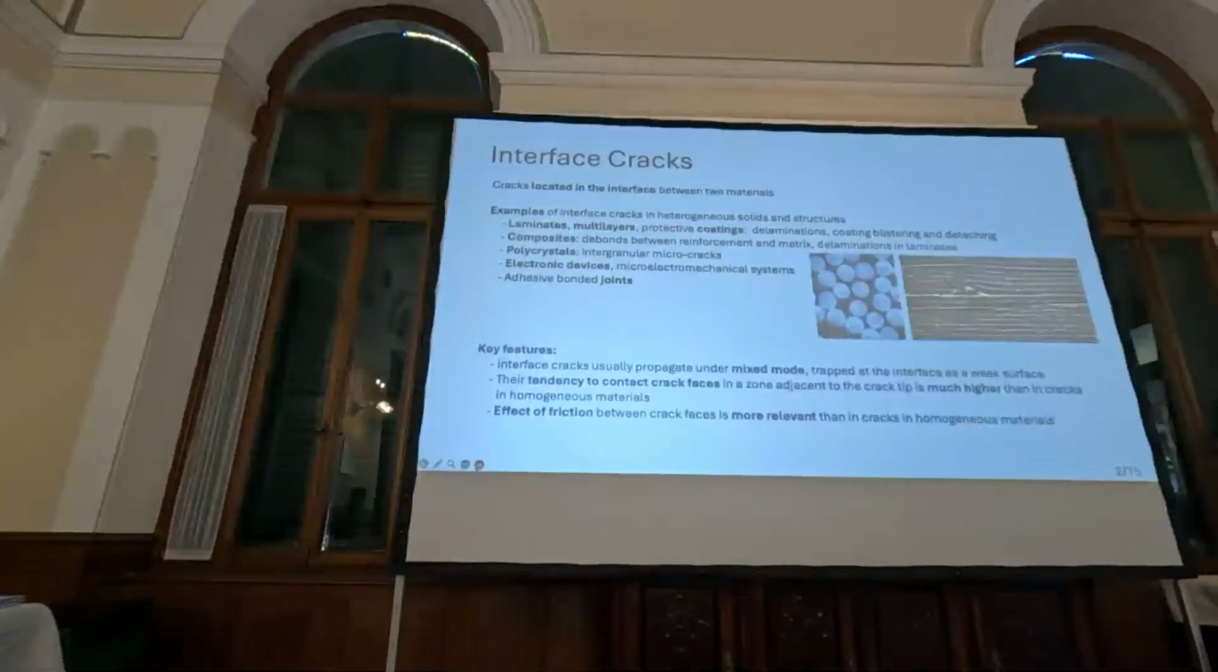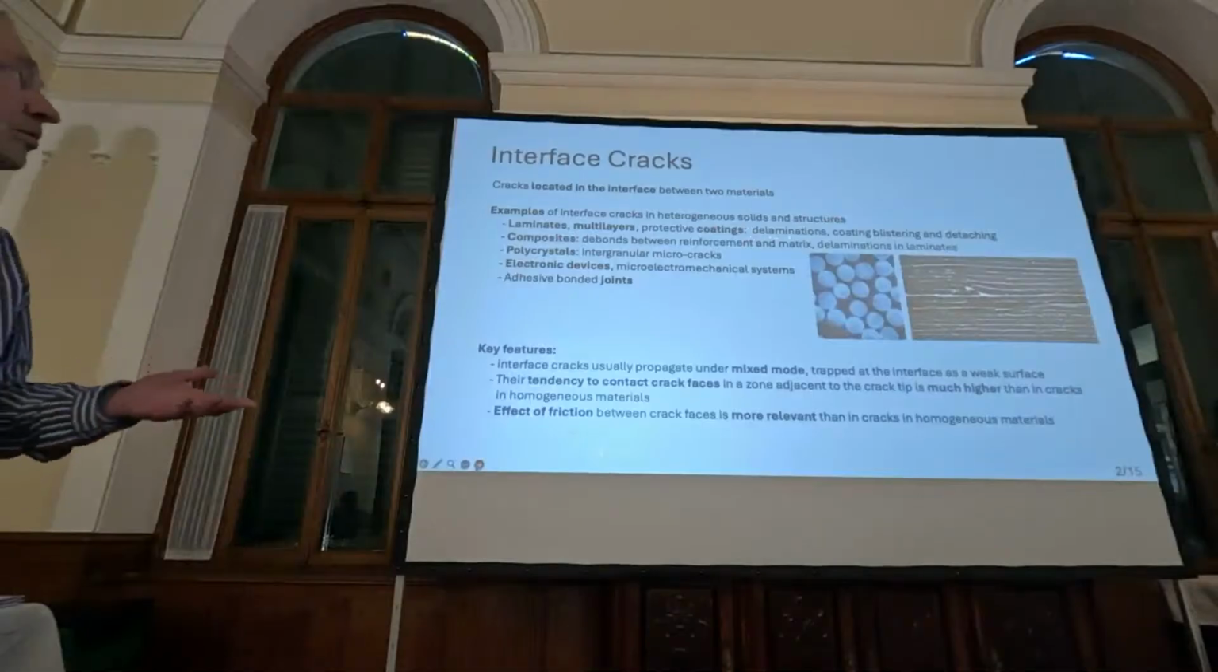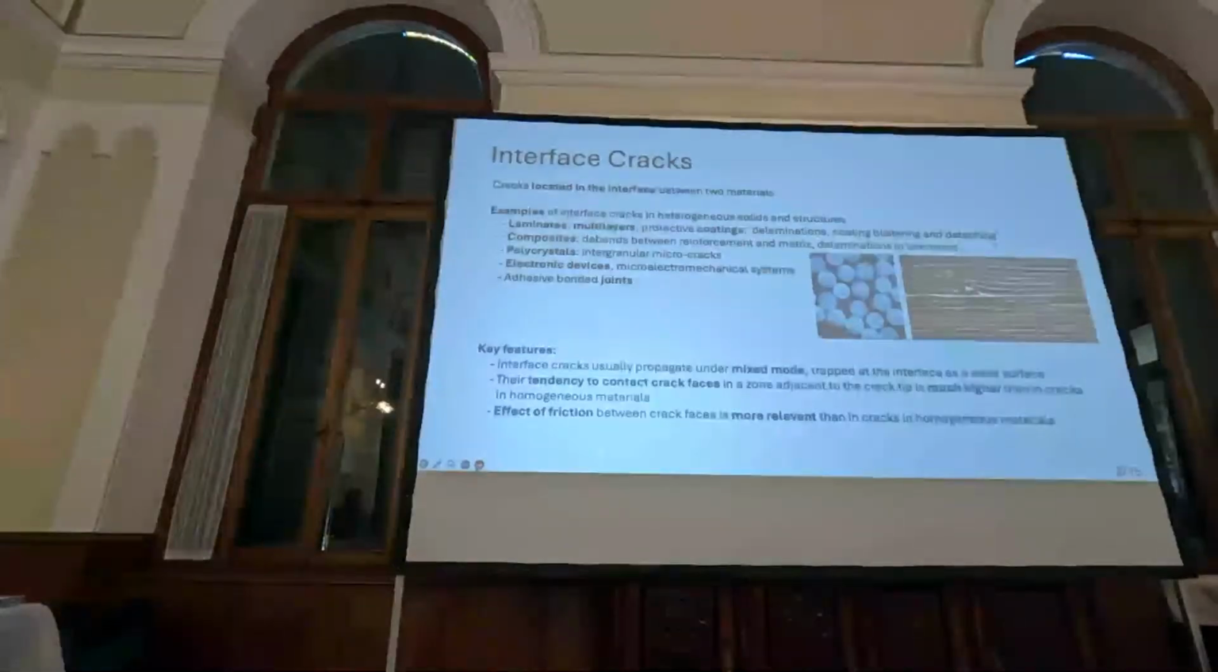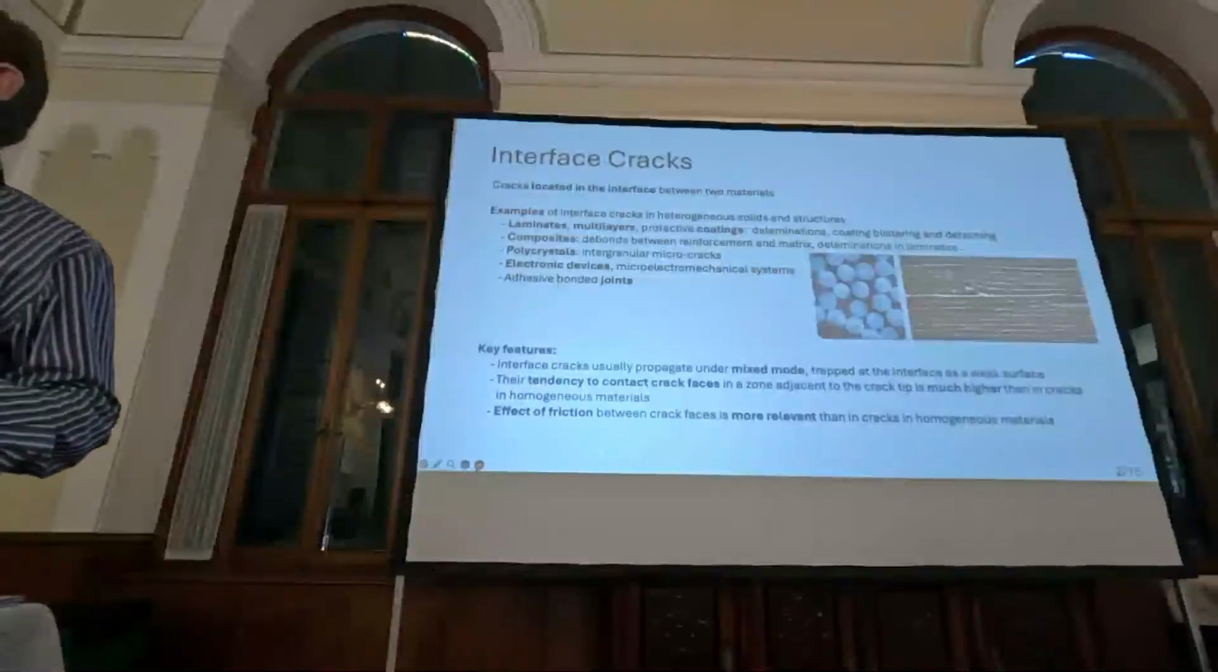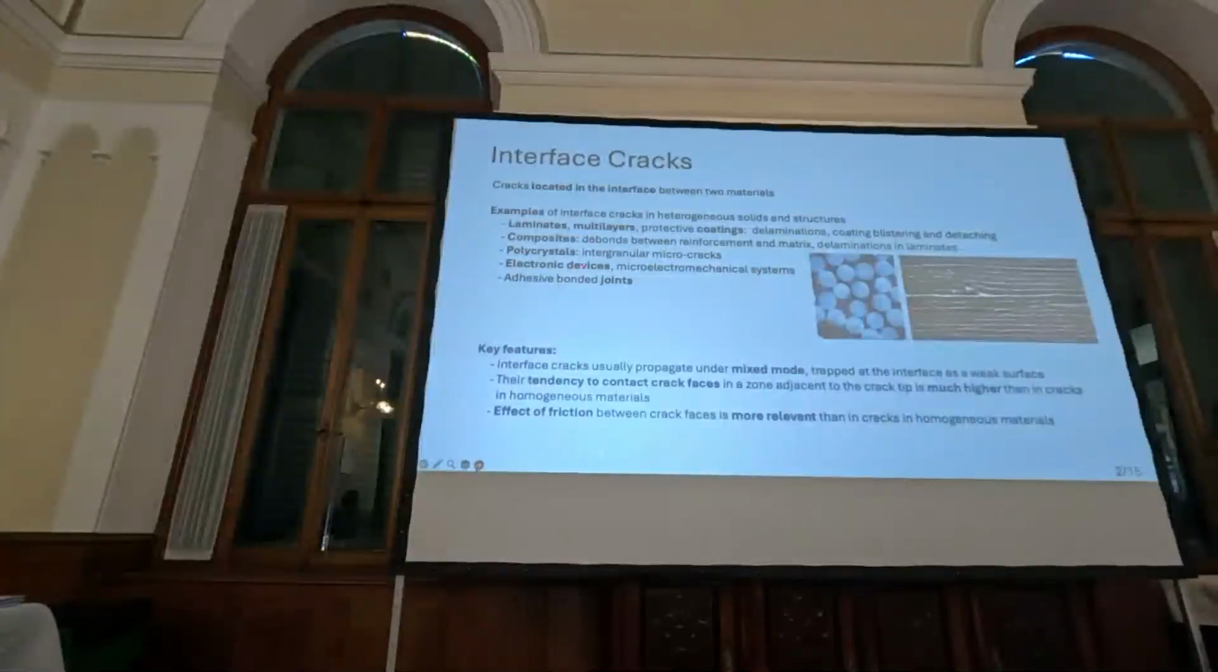They appear in heterogeneous solids and structures, in laminates, multi-layer, protective coatings like delaminations, coating detaching, in composites like the bonds between reinforcement and matrix, delamination in laminates, in polycrystals like intergranular fracture, and also they originate problems with electronic devices and of course adhesive bonded joints.